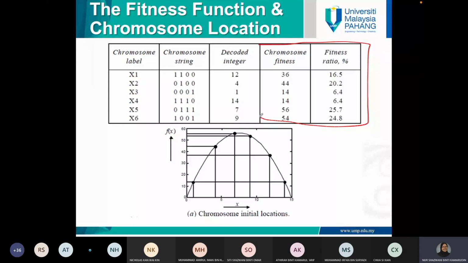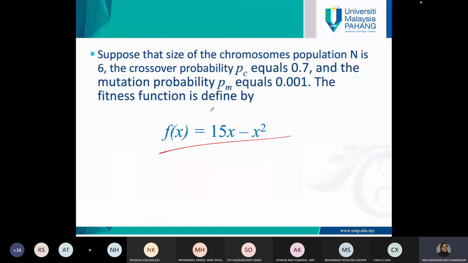Okay, these two parts. So we have 6 chromosomes. Okay, 6 chromosomes chosen, and then the chromosome strings, and then they are decoded integers. And how can we calculate this chromosome fitness and the fitness ratio? So we have the formula given here, 15x minus x squared.